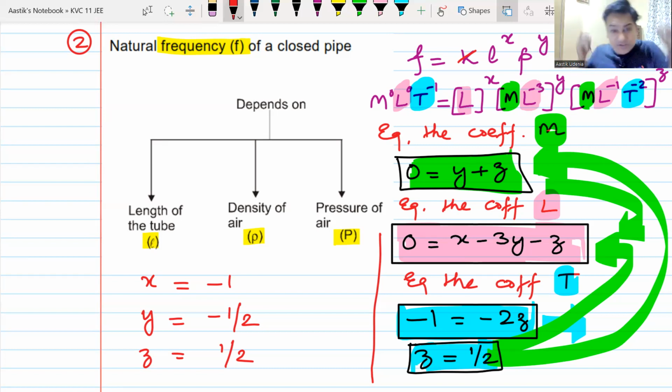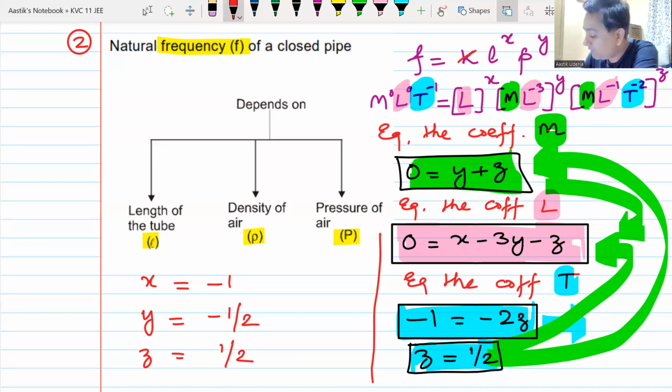Okay, great. See, you do things with your own hands, then you realize where you are going to make the mistake. If you don't do it, you will not realize it. If you will not realize it, you will not correct it. So x is -1, y is -1/2, and z is +1/2, my dear friends.